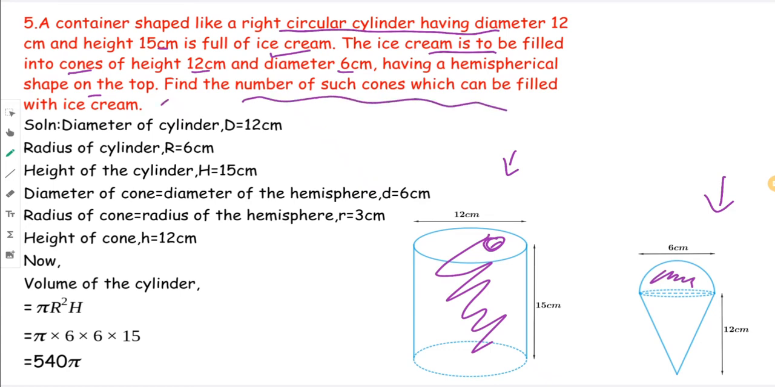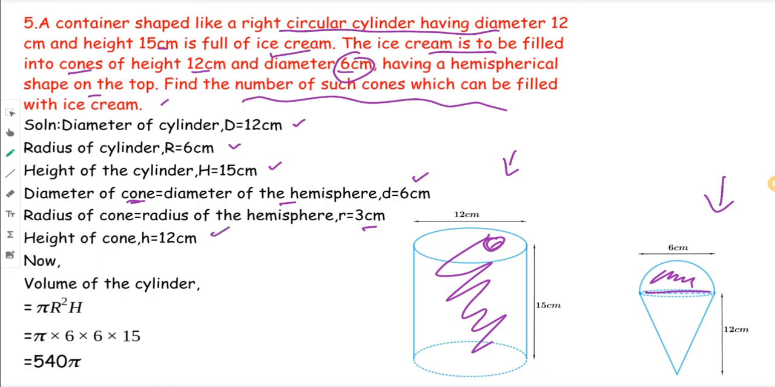So let's have a look at the given first. Diameter of the cylinder given, we'll get the radius, height also given, right? And then remember the diameter of the cone, okay, should be equal to diameter of the hemisphere, right? From here till here, so they have the same diameter, right? So given to us how much? 6, which means we'll get a radius, right? It will be 3, and height of the cone already given to us.